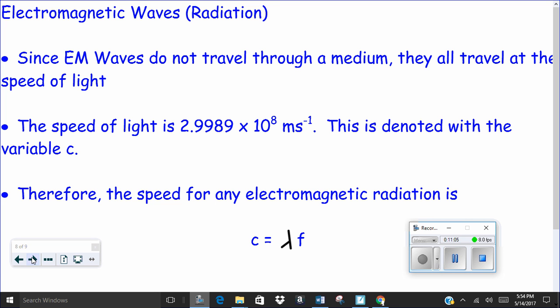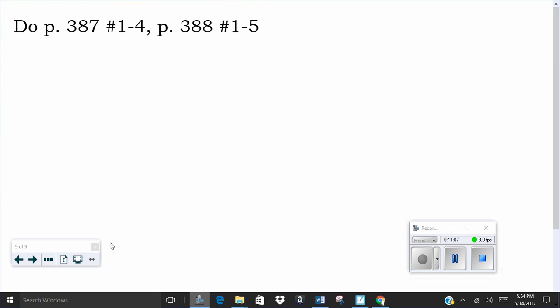You are now ready to do the following problems. Page 387, 1 through 4, page 388, 1 through 5. Use those equations. There are some thinking questions in there. And when those thinking questions and conceptual questions come about on page 388, go back and reference that simulation that I've also attached to your Schoology page.